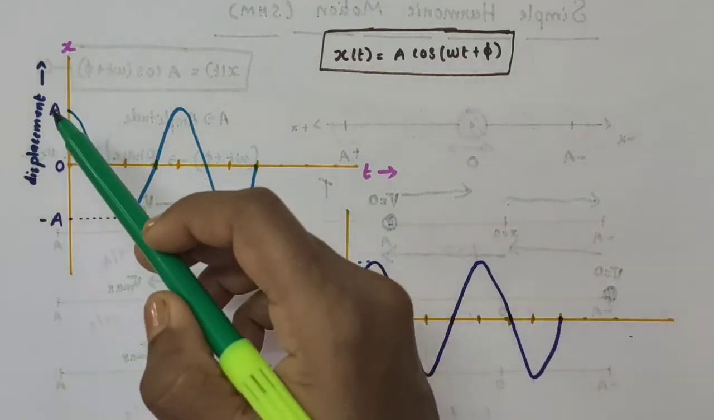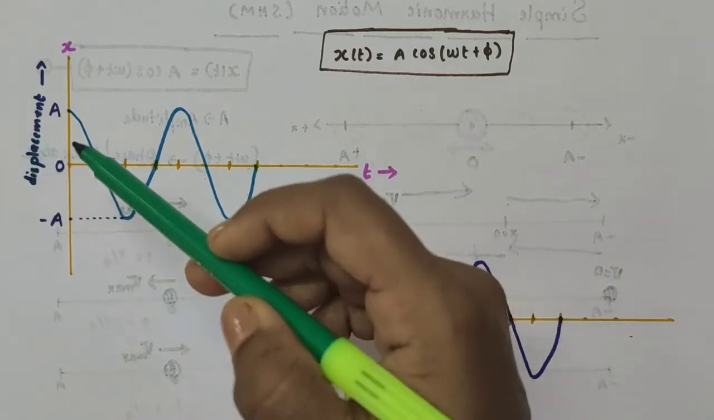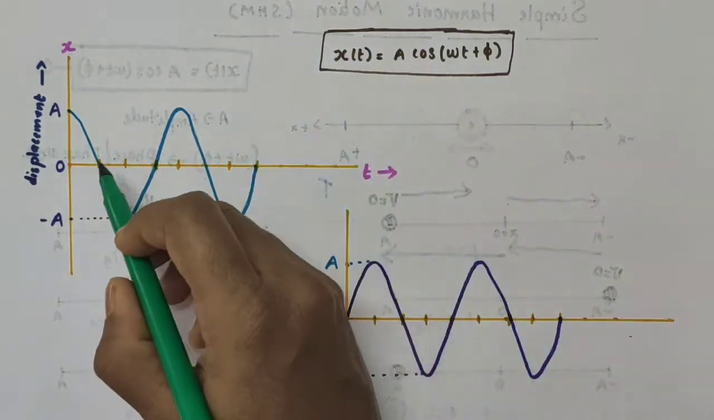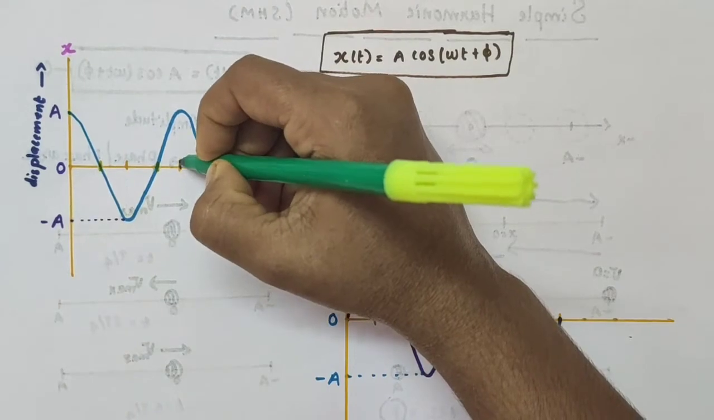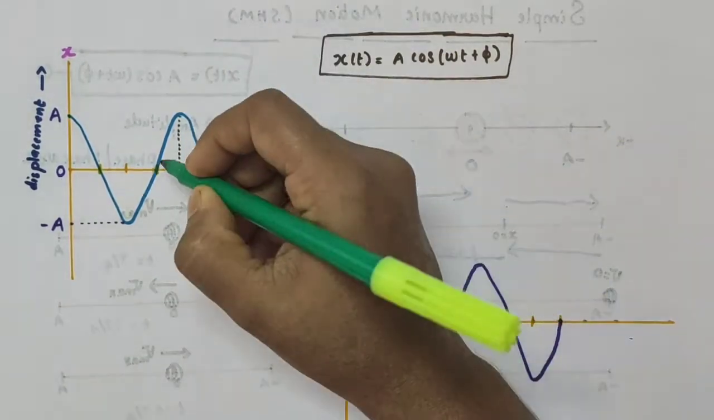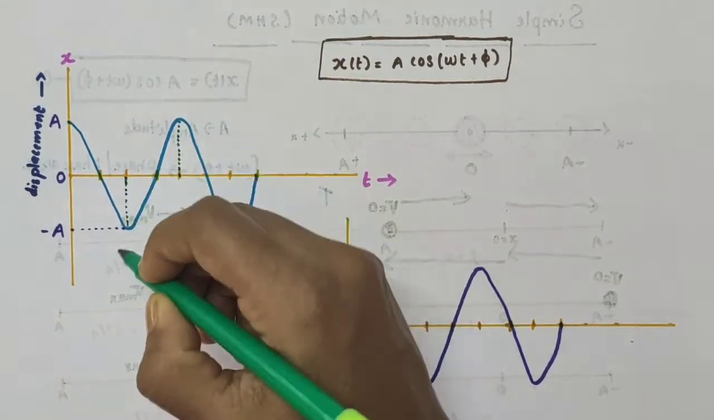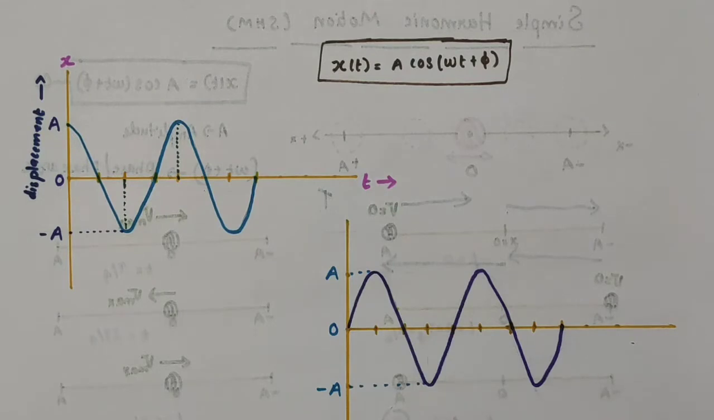Here this capital letter A is the amplitude of the simple harmonic motion. Amplitude is the maximum displacement of the particle from its mean position. We can consider this straight line as the mean position. Then the maximum displacement of the particle from its mean position, either this displacement or this displacement, is called the amplitude of simple harmonic motion.